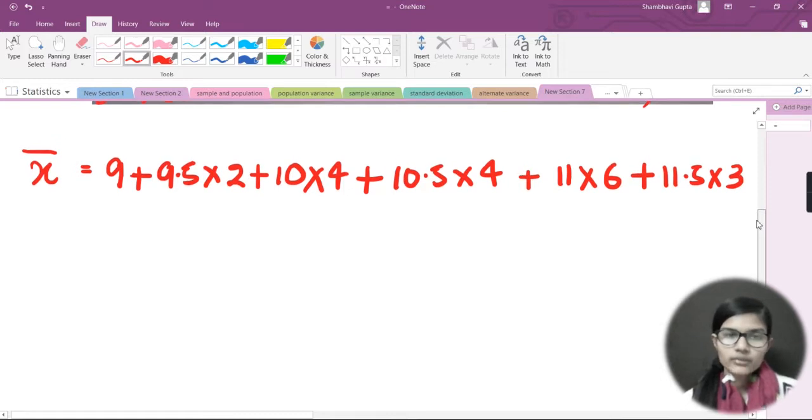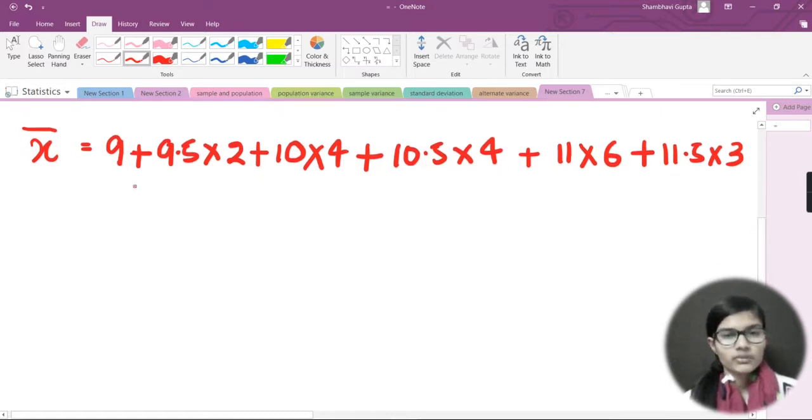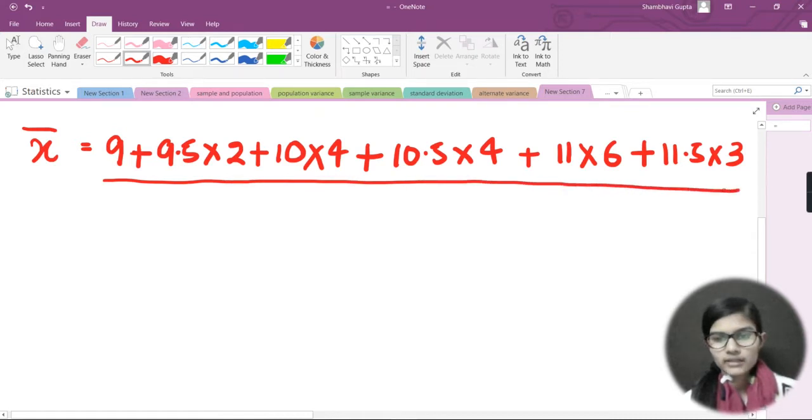Now what was the total number of data points which I was having? The total number of data points was 20, right? So let me put a line here and divide this above calculation by 20. Fine, so this is the way we will find the average age.